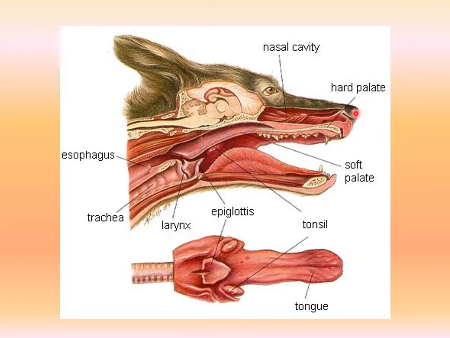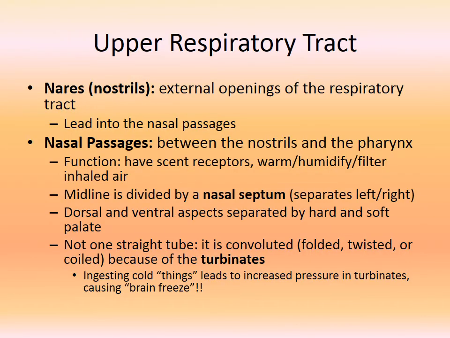This is the nostrils or the nares. It'll lead into our nasal passage, leading down into our pharynx and our larynx, and the trachea leading down here, going into the lungs. So the nares, which are nostrils, are the external opening of the respiratory tract. They lead into the nasal passage. And the nasal passage is between the nostrils and the pharynx. And remember, your pharynx is just your throat.